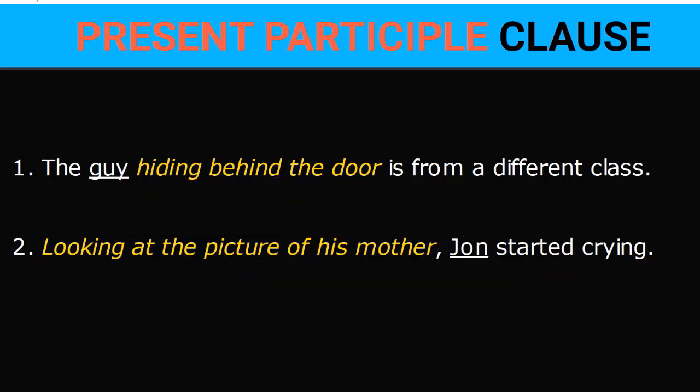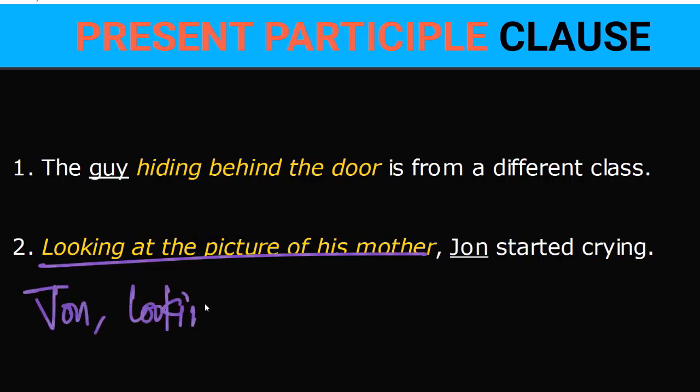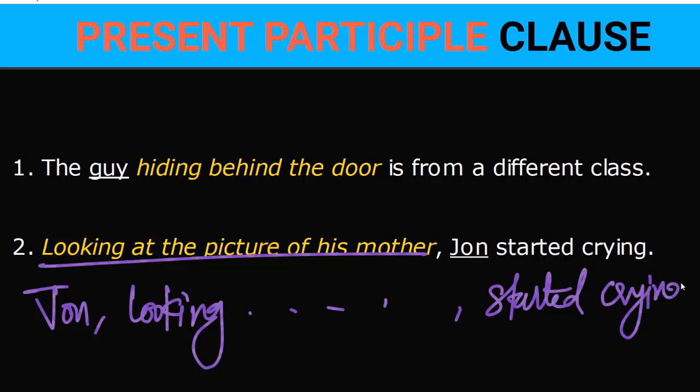So you can change the placement of this phrase as well. You can say John, looking at the picture of his mother, started crying, right? If it comes in the middle of the sentence, it has to be offset using commas. All right, this is what a present participle phrase is. I have a detailed lesson on present participle phrases on my channel and on my website as well. If you want to learn more about it, check out my video, go to my website, and get it.